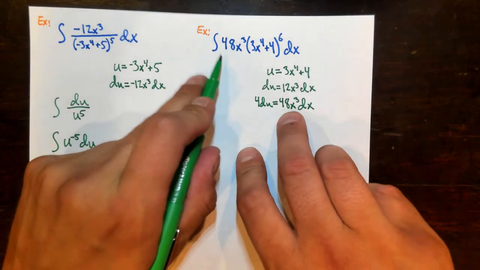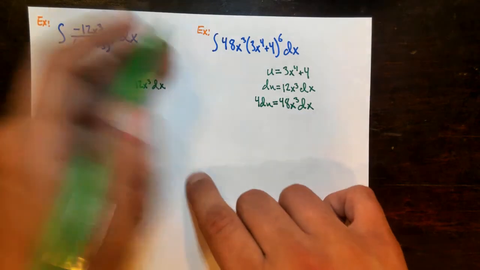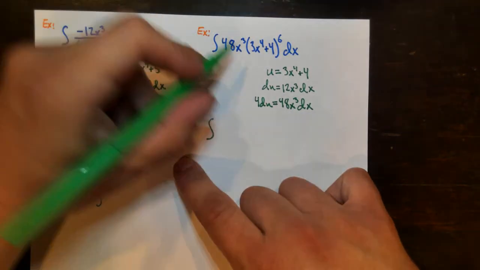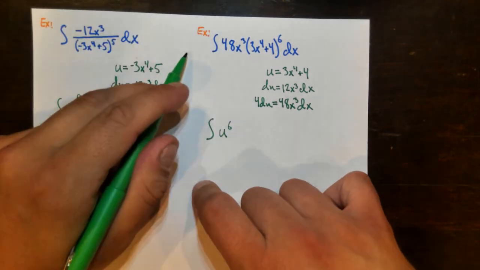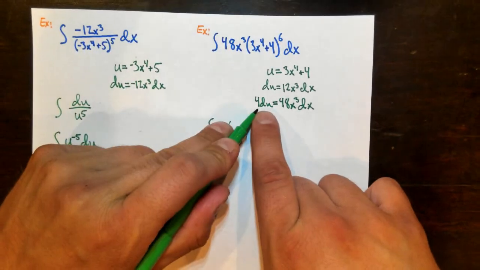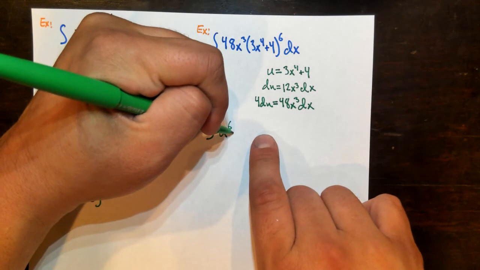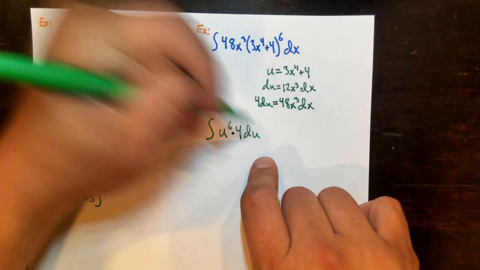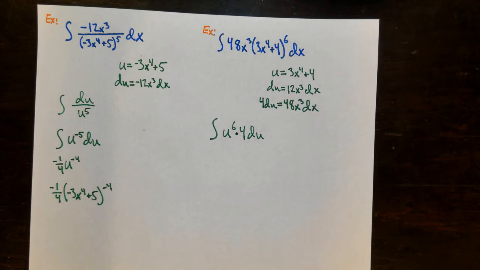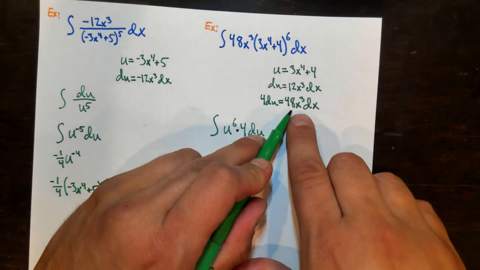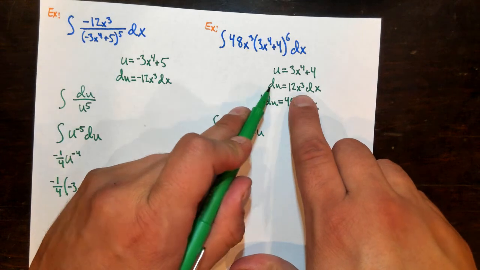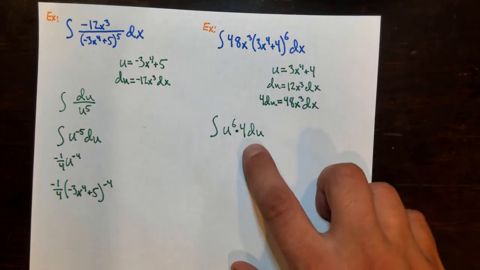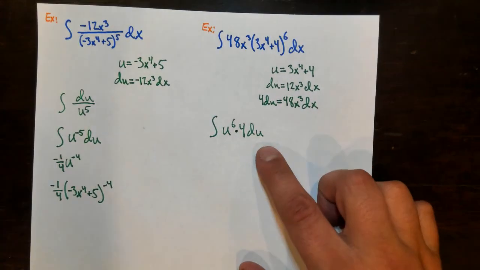So I can rewrite this now as, well, my u is on the inside, so u to the 6th times 4 du. So we just substituted because we need this one, because this one is the one that has 48x cubed. This one does not, so we can't use just strictly du. So we need the 4 du in there. And now we can integrate.